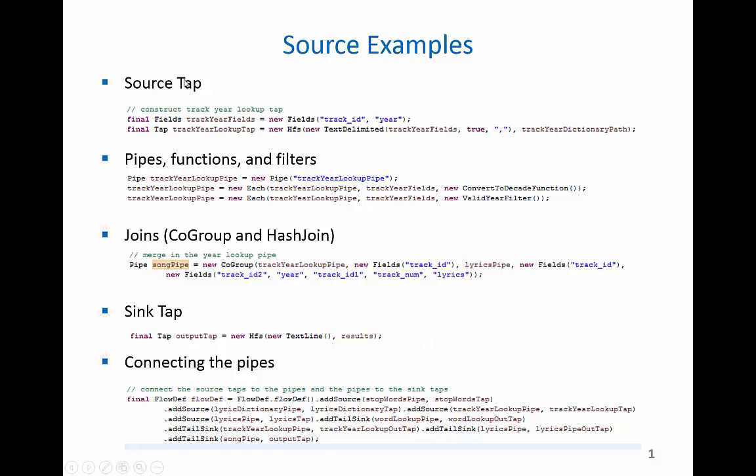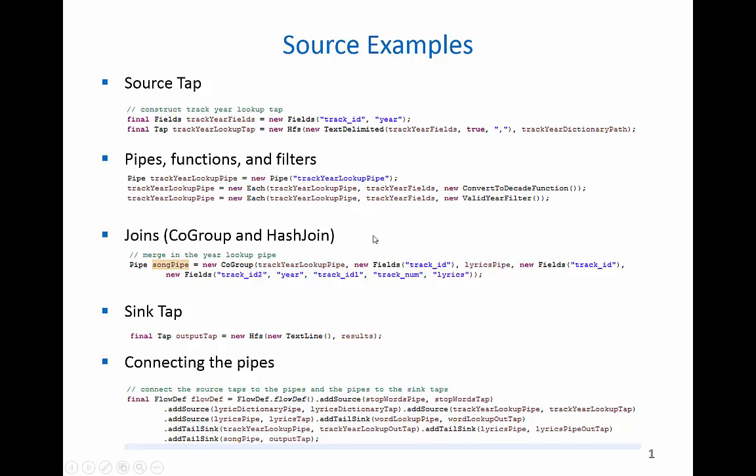First, I'll go over the source tap, an example of pipes, functions and filters, joins, sink tap, and connecting the pipes together. Remember, source taps are for reading data onto pipes. In this example, we're reading a text-delimited file with the following fields. The fields right here are defined as track ID and year. This specific file has a column header and it is comma delimited. And the file name is track year dictionary path, which is nothing more than a file name. The result of that is stored into this tap called track year lookup tap.